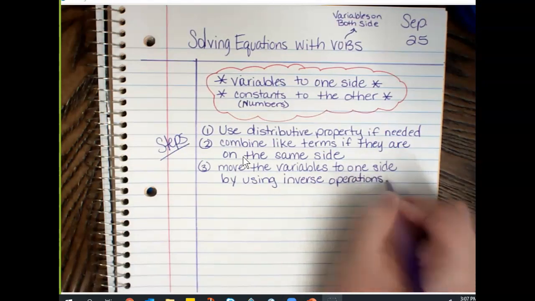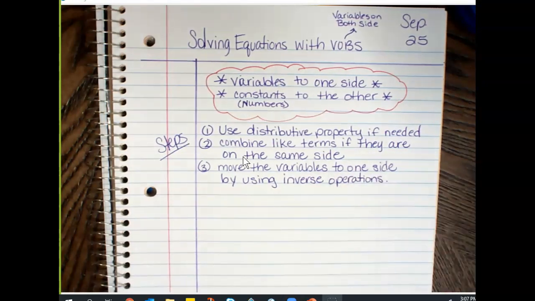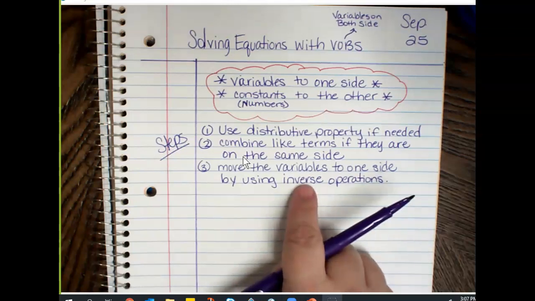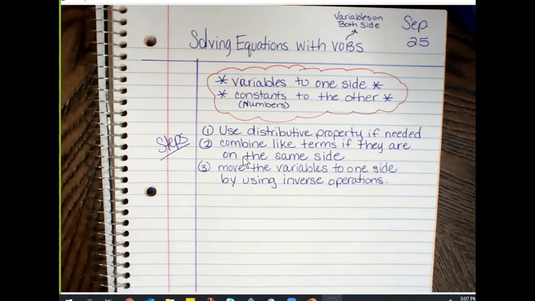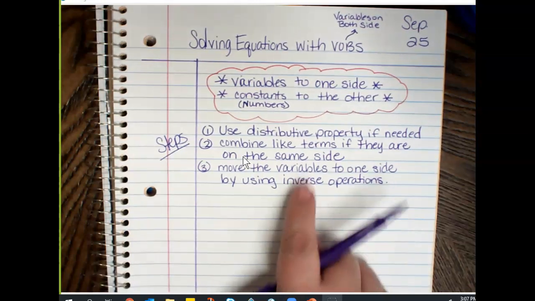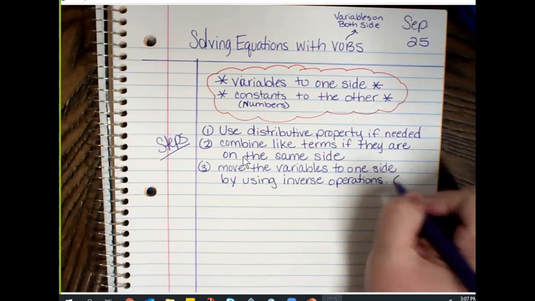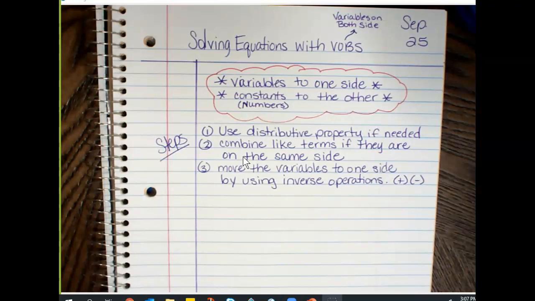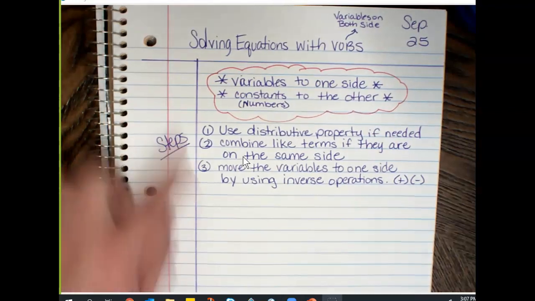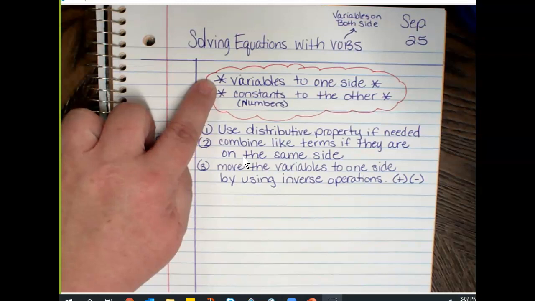Inverse operations, keywords from last year. Does anybody remember what inverse means? Opposite, yes. So if I asked you what is the inverse of addition, you would say subtraction. The inverse of division, multiplication. All right. So when we're moving our variables with inverses, this is where we're going to do our addition and subtraction inverses. So that falls in line with this big idea up here. We got our variables to one side.